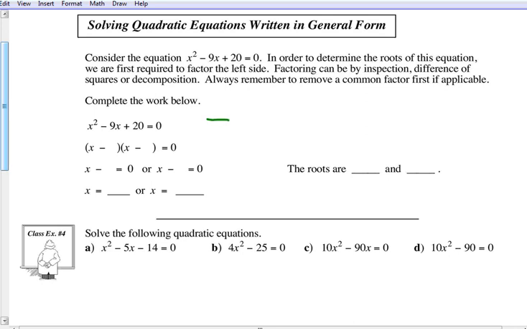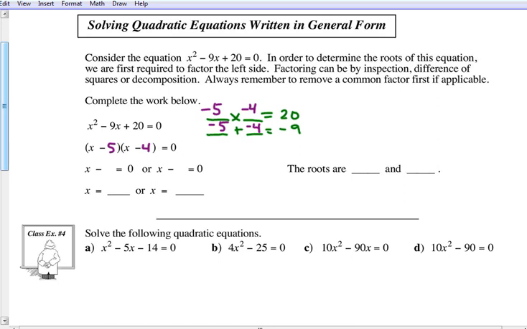So we want two numbers that multiply to 20 and add to negative 9. So if we're multiplying to a positive and adding to a negative, they have to be both negative. Does anyone know from the top of their head? Negative 5, negative 4. Good job. Okay, so x minus 5, x minus 4.